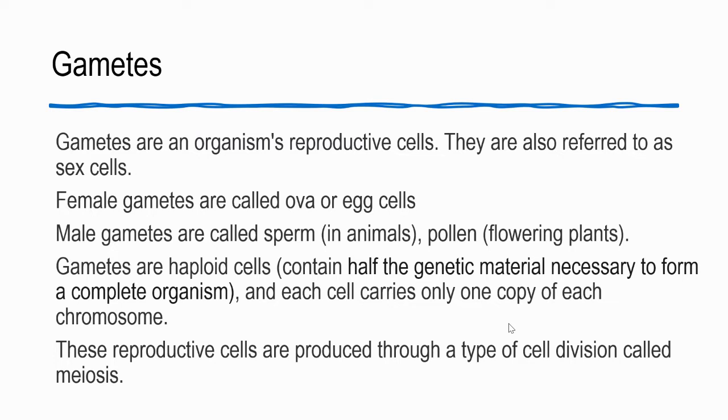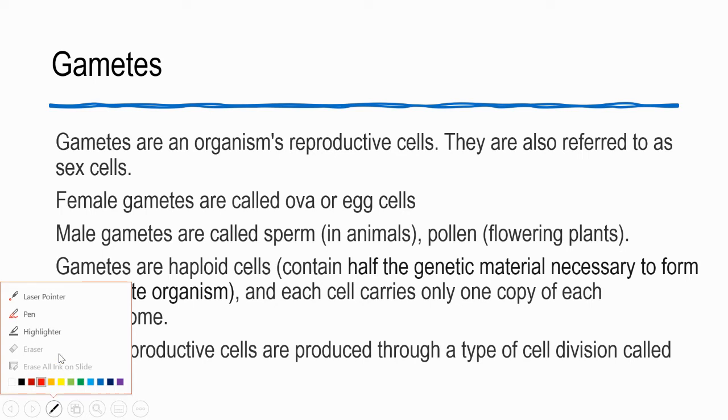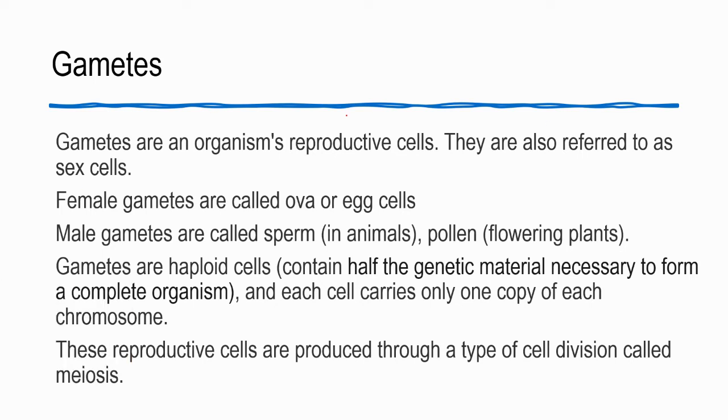So gametes are an organism's reproductive cells. They are also referred to as sex cells because to have sexual reproduction, you need to have gametes. Female gametes are called ova or egg cells. In flowering plants they are ovules. Male gametes are called sperm in animals, and the pollen in flowering plants is the male gamete.